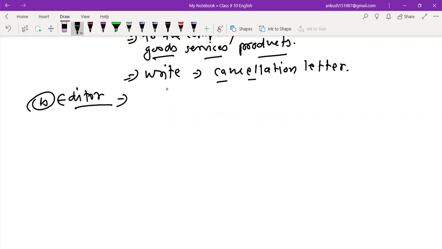Okay. Why do we write it? Actually, these letters are usually written on a topic of general concern and to influence public opinion. Suppose you are writing to the editor now. Which season is going on in India? Rainy season. Rainy season is going on now. Monsoon. Monsoon, yes, very nice. So what is the condition of roads in India?